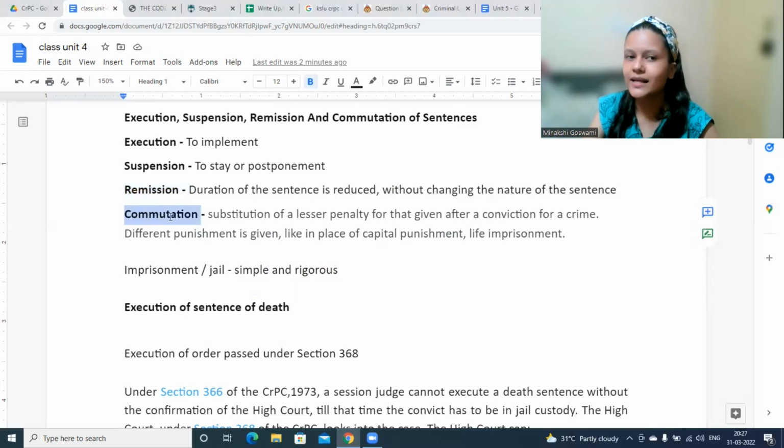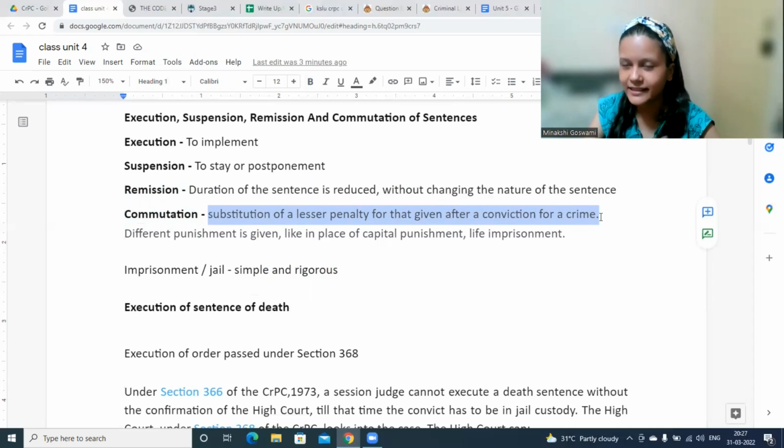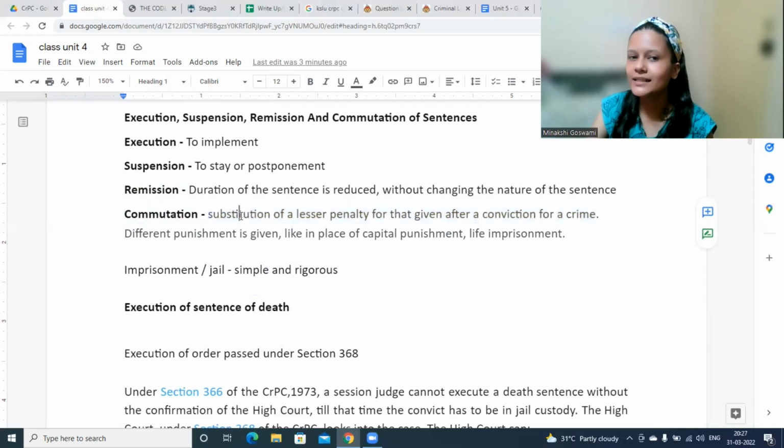Okay. Another one is commutation. Now, what is commutation? Substitution of a lesser penalty for that given after conviction of a crime. When the court finally decided the case, at that point some punishment was given. But now we are substituting it. What is substituting? Some replacement kind of a thing. What is the substitute of tea? It is coffee. We are not drinking tea anymore; we are drinking coffee. We are replacing it. In the same way here, it is substitution of a lesser penalty.